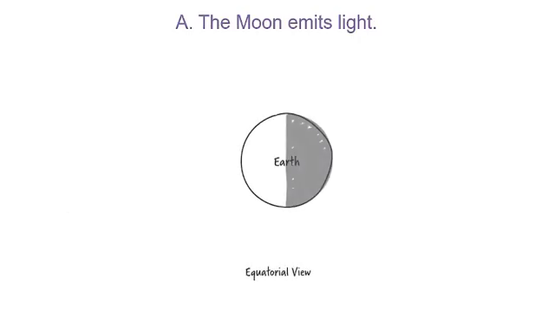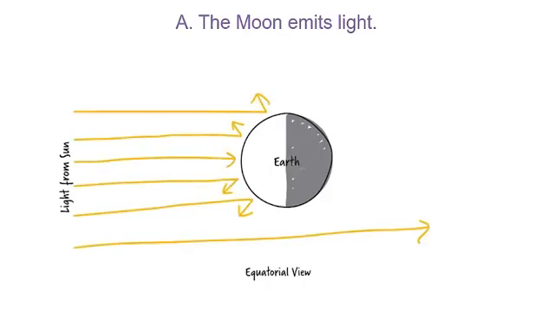Well, let's start by drawing Earth. We know that the daytime half of Earth is illuminated by light from the sun. So we'll add rays of light to our diagram. Now, let's add the moon. Point to where you think the moon should be. How about right here?